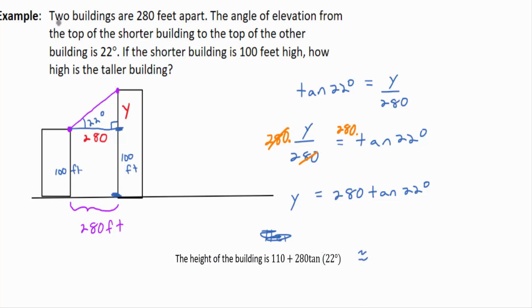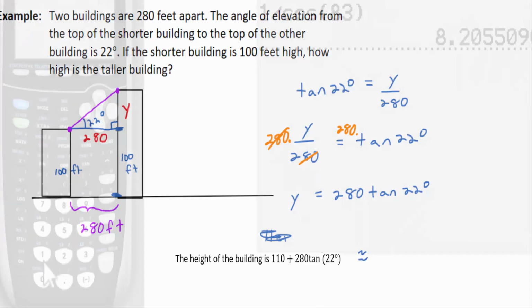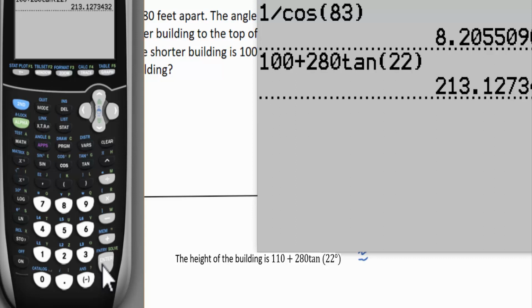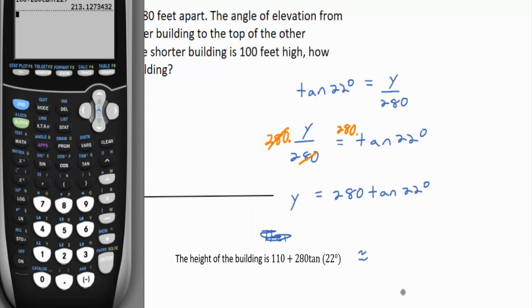It'll tell you within your homework what to round to. But I would just type it in the calculator like this. We have 100. I would just type it all in at once. 100 plus 280. Make sure you're in degree mode. Tan of, what did we say it was, 22? Hit enter. 213.1, let's say, if we round to one decimal place. What units? Yeah, make sure you put in the units.